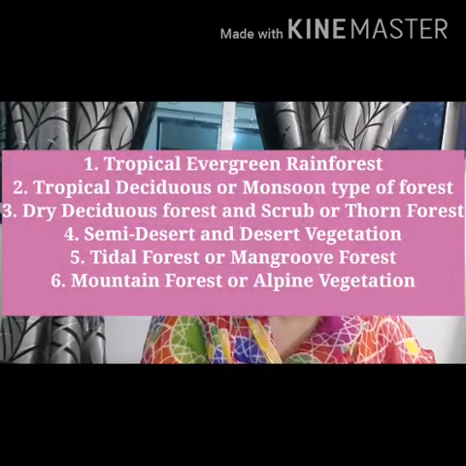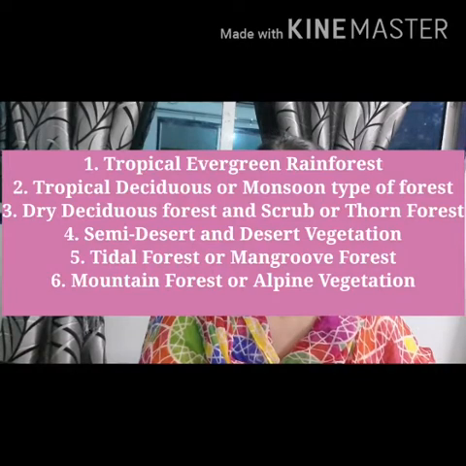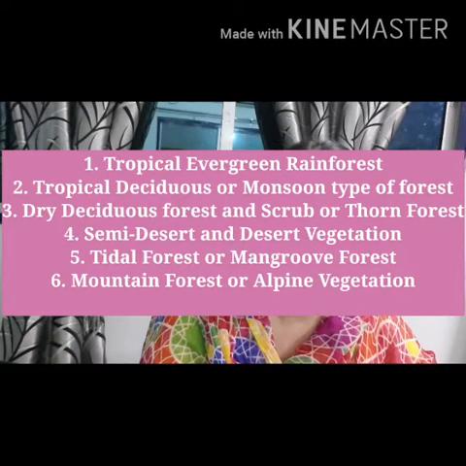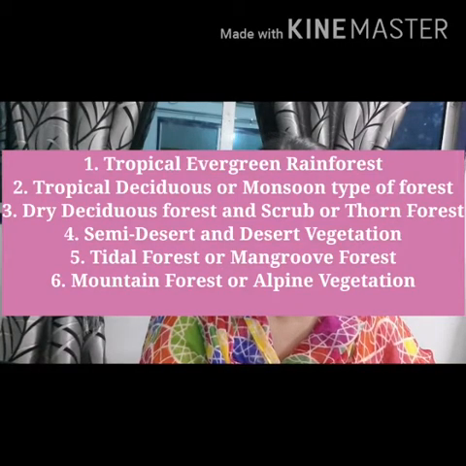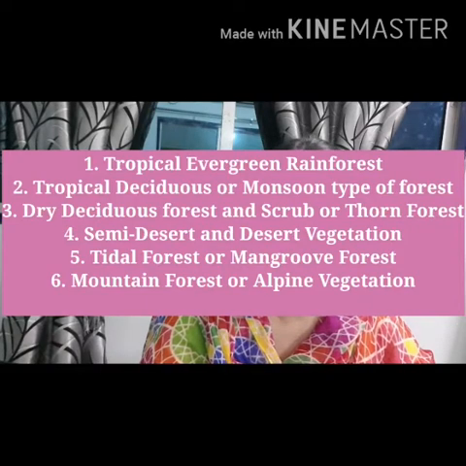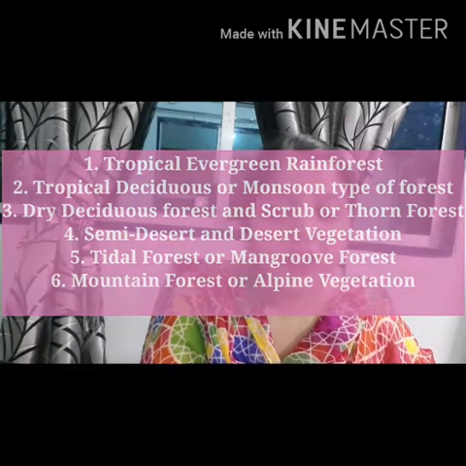So on the basis of that, in our country there are different types of natural vegetation which are tropical evergreen rainforest, monsoon type of forest, dry deciduous and scrub or thorn forest, semi-desert and desert vegetation, tidal forest or mangrove forest, and mountain forest or alpine vegetation. Now we are going to deal one by one with these types of natural vegetation in detail.